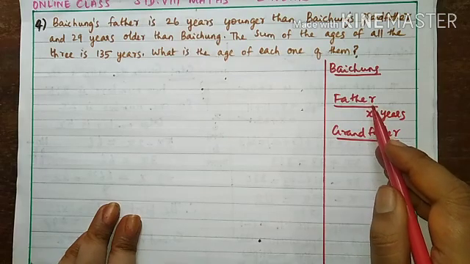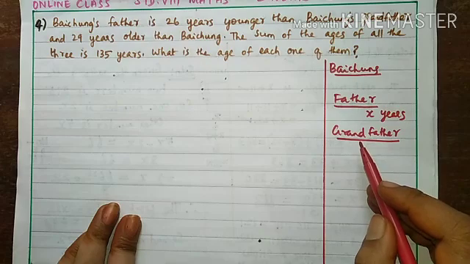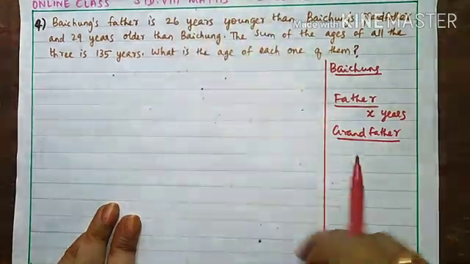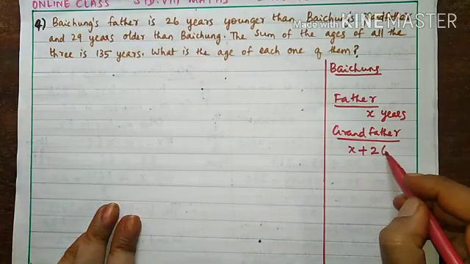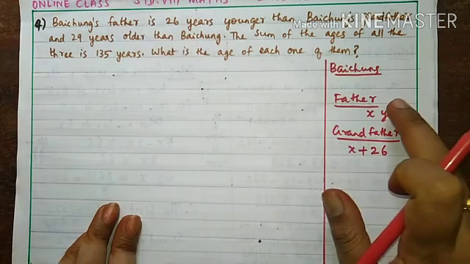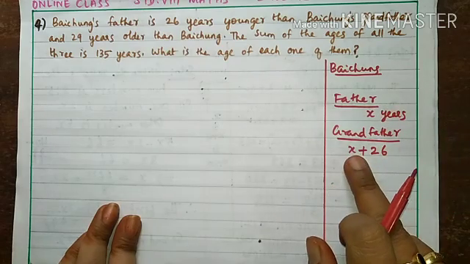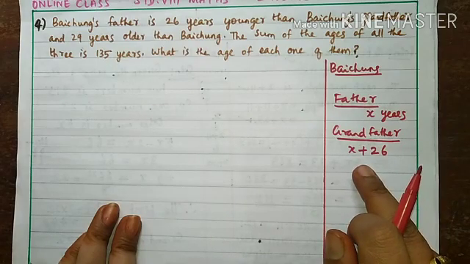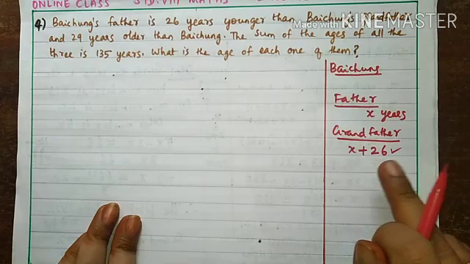So if we take father's age to be X, what will be the age of grandfather? Grandfather's age from father is 26 years younger. So grandfather's age will be X plus 26. Any doubt, children? No, because father is 26 years younger than grandfather means it is obvious that grandfather is 26 years more than father. Okay, so we got grandfather's age X plus 26.